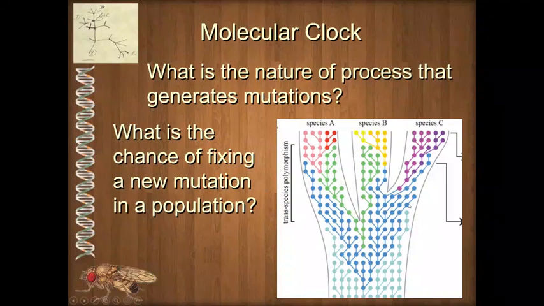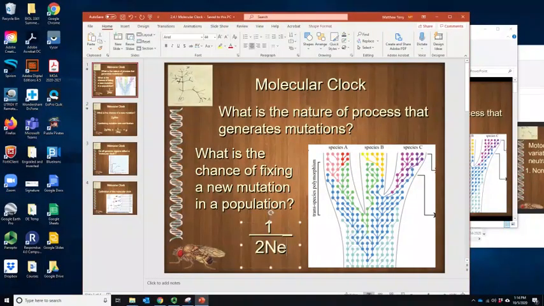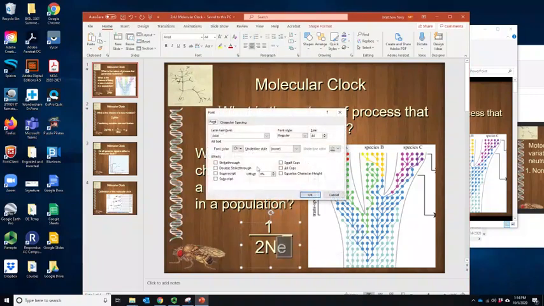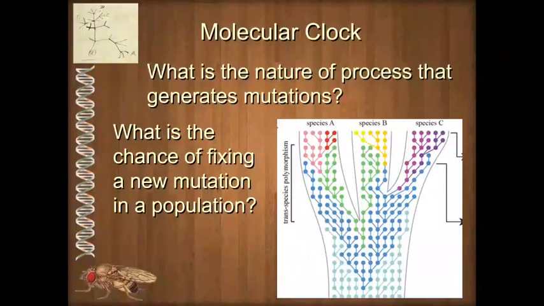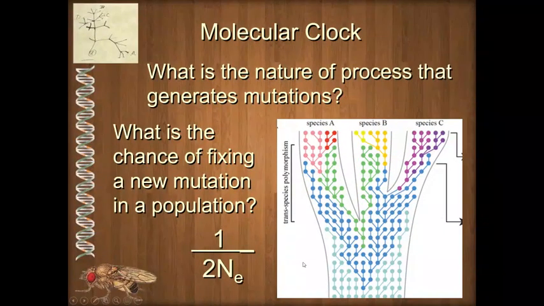So it turns out that the chance of fixing any one allele in a population, if it's completely neutral, is inversely proportional to the population size. Now let's look a little bit at this notation, okay? The N subscript E. Let's make it a subscript because this is the most common way it's done. So don't get that confused, but that E is supposed to be subscript.